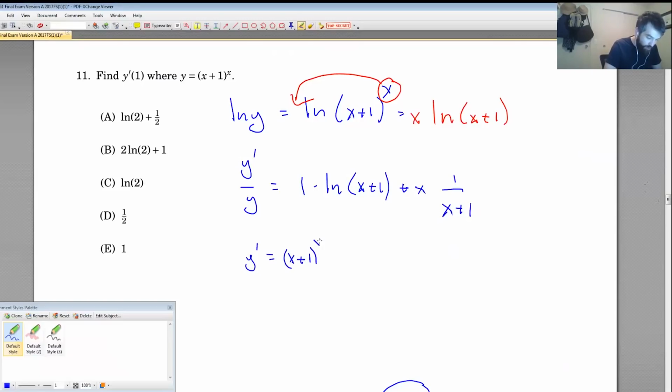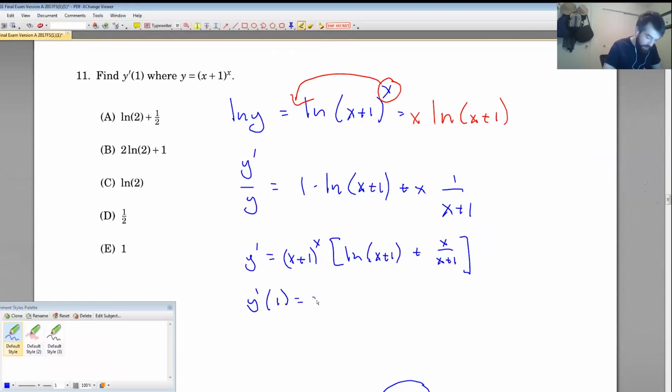Okay. Final story, this is the part everybody forgets, no matter how many times I tell you. Somebody on this stream right now is going to forget, I guarantee it. You have to take the y and multiply it up: (x plus 1) to the power of x, all times the natural logarithm of (x plus 1) plus x over (x plus 1). There we go.